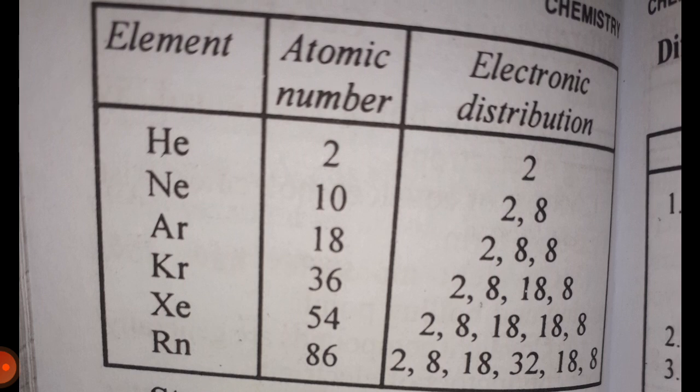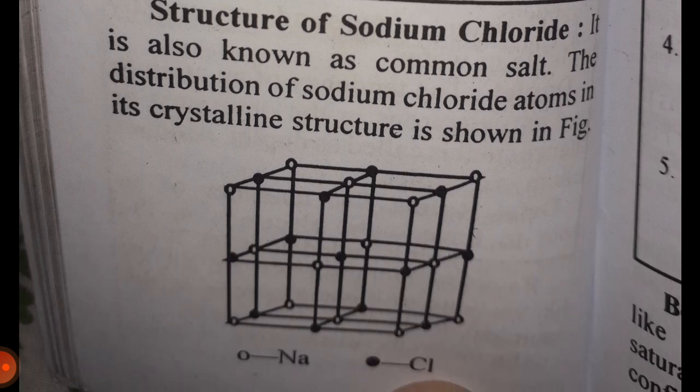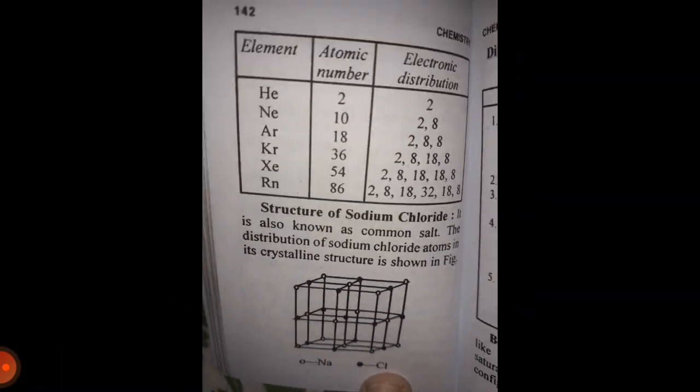Helium atomic number 2, neon atomic number 10, argon atomic number 18, krypton atomic number 36, xenon atomic number 54, radon atomic number 86. Structure of sodium chloride. It is also known as common salt. The distribution of sodium and chloride atoms in its crystalline structure is shown in the figure.